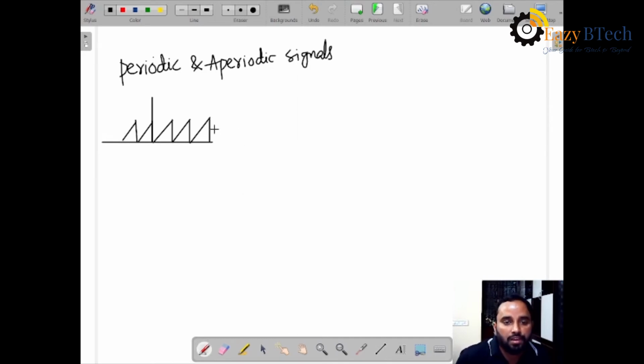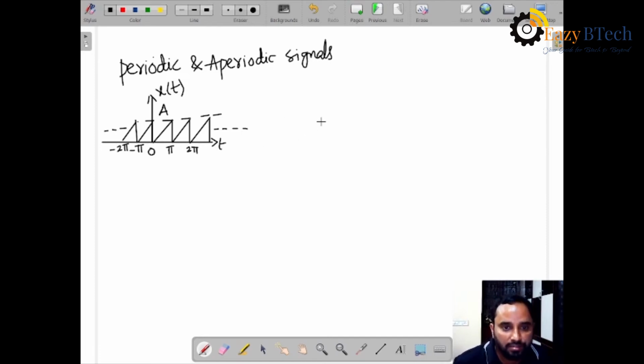So this is up to infinity. The signal repeats itself up to infinity, up to minus infinity. Suppose this is 0, this is pi, this is 2 pi, x-axis t, minus pi, minus 2 pi, and so on. So the amplitude of the signal is A. This is a periodic signal, x of t.